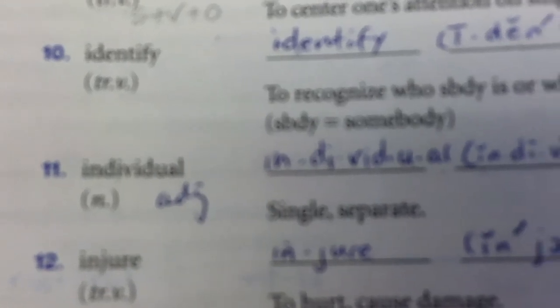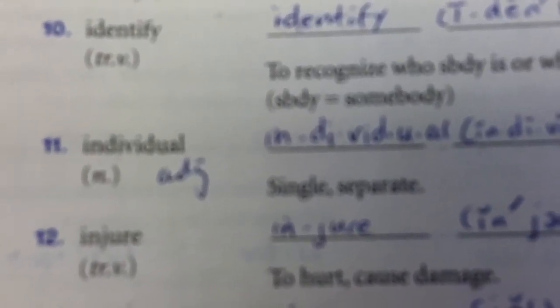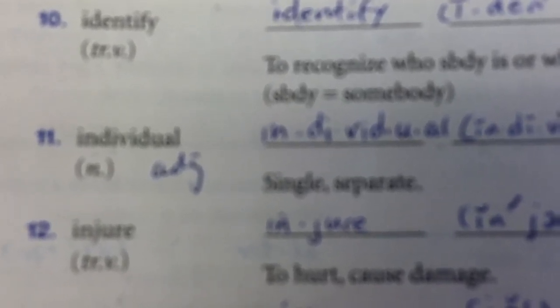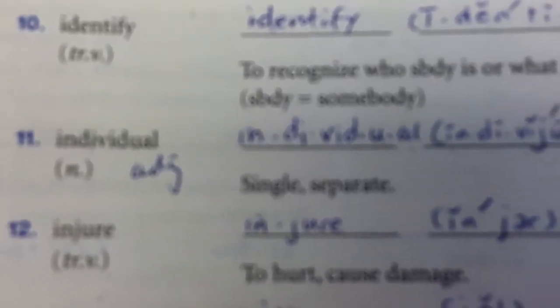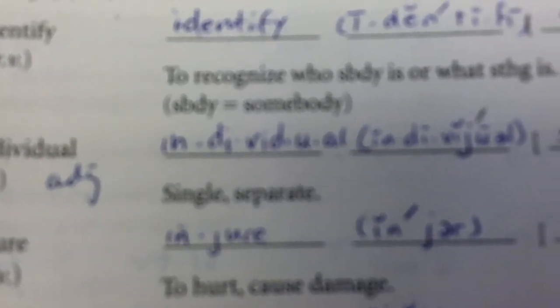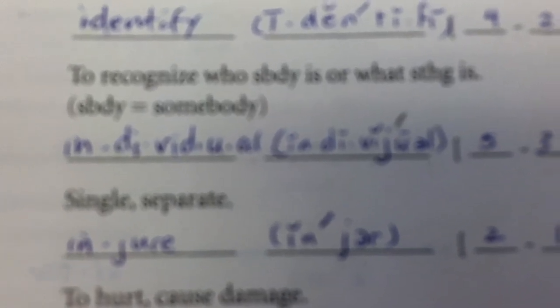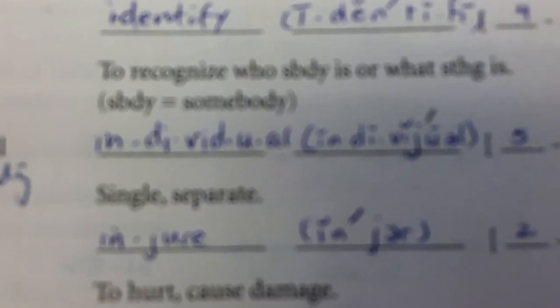The next word is individual. All right, now in this, it says noun, but I also want you to write A-D-J for adjective, because actually the definition here shows single, separate, and that is an adjective definition. So what we have for individual, we have four dots, right? And they are I-N dot D-I dot V-I-D dot U dot A-L.